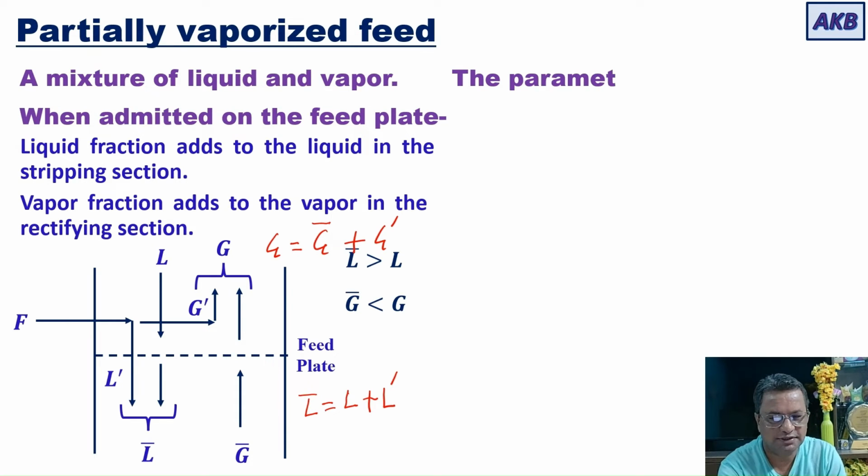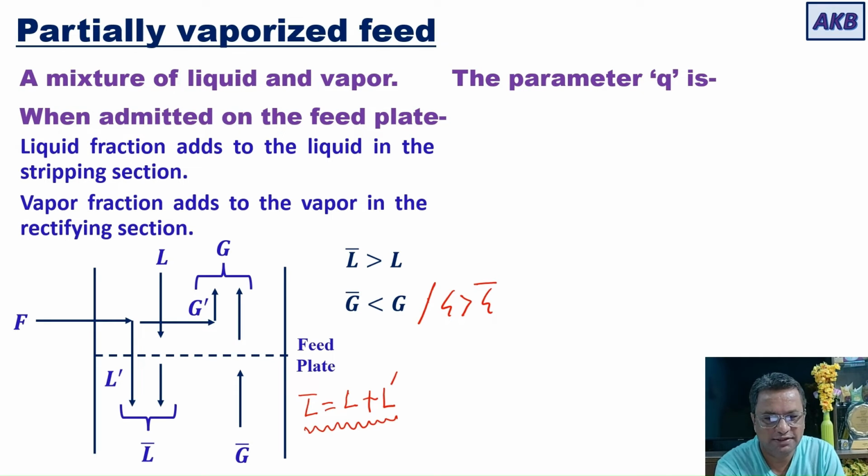Let me erase this. Okay, before we discuss further, you understand the concept. So you have L bar greater than L because this relationship is true here, and G bar is less than G, or you can write it like G is greater than G bar. Why? The reason is G is G dash plus G bar.